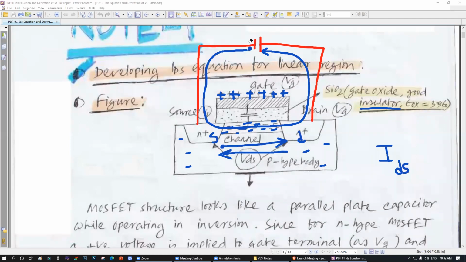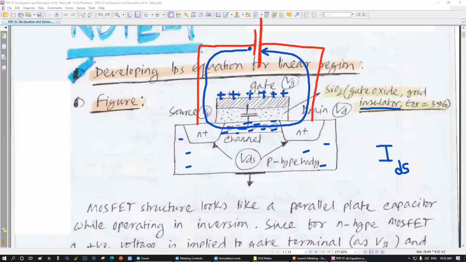What are the ways? Number one, you have to increase the voltage. If you make the voltage bigger, automatically the current increases, right?